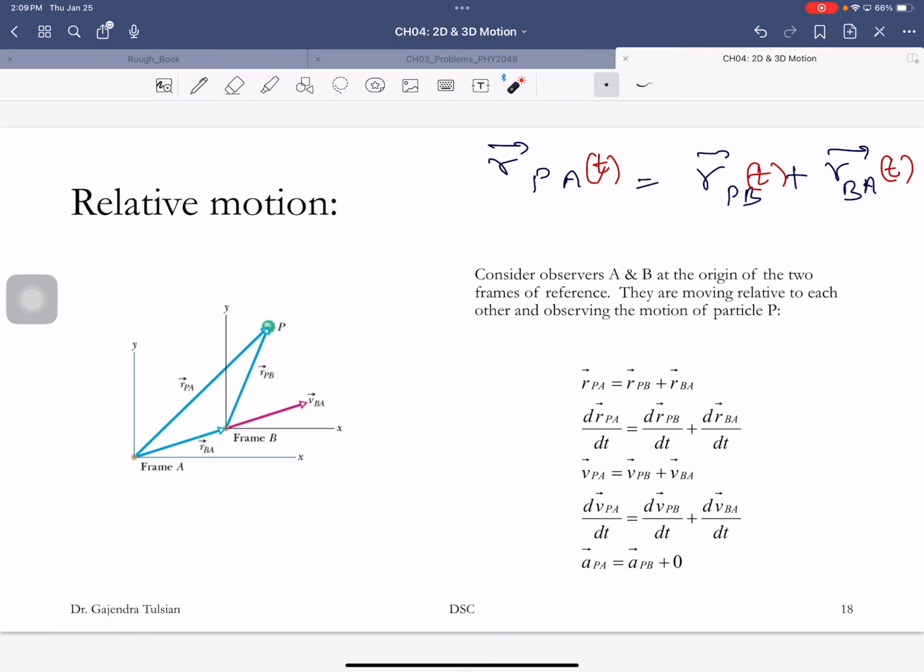I'm going to ask you a question in a second. Think about it before you shoot. Let's say this frame is moving at constant velocity, so it's not accelerating. So we'll take a second derivative and say that's 0. What it's saying is the acceleration in frame A is the same as acceleration in frame B.